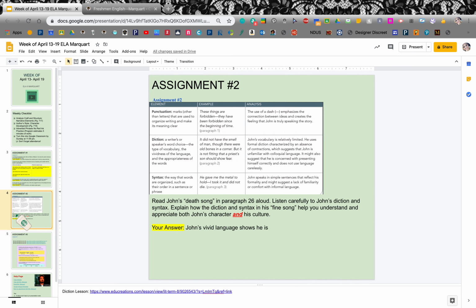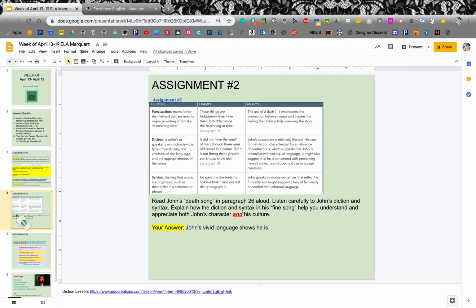Number 2, this is pulled directly from page 719, and we're going to look at character development. Binet uses a variety of elements to develop the character of John. The author's choices help readers understand both John's personality and the culture that helped form it.